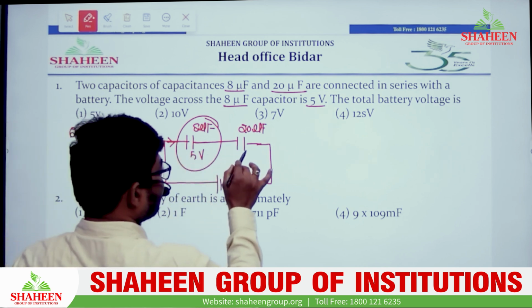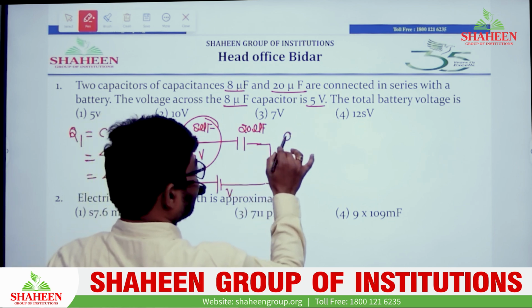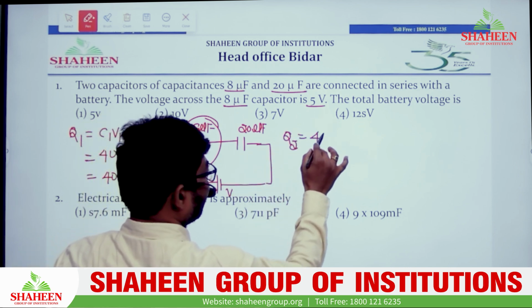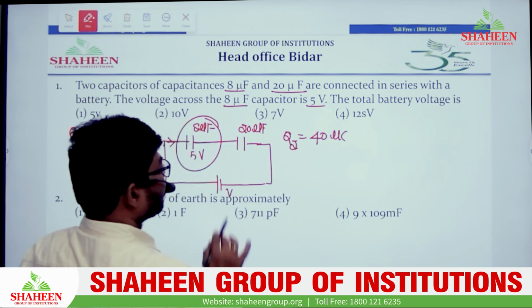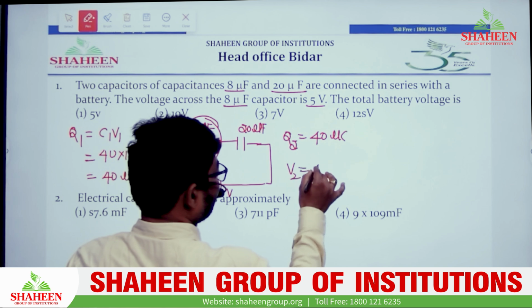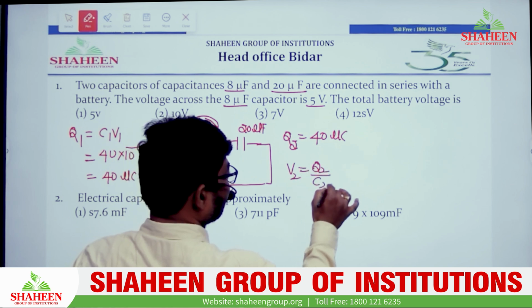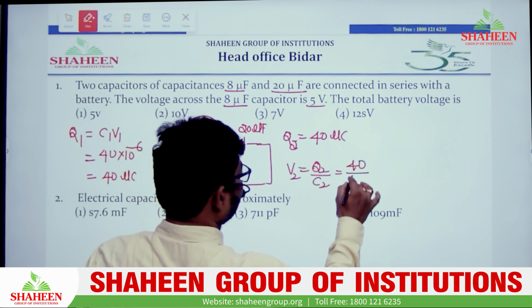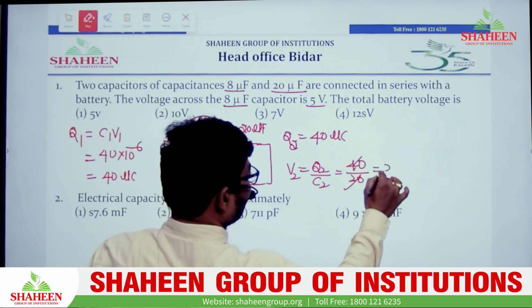इसमें जो चार्ज है सेकंड कैपेसिटर में भी चार्ज सेम है. Q2 also is equal to 40 microcoulombs charge. If we come to know charge, we can find out potential. Potential V2 is equal to Q by C. So Q2 by C2. Q2 is 40, C2 is 20. It should be 2. So 2 volts.